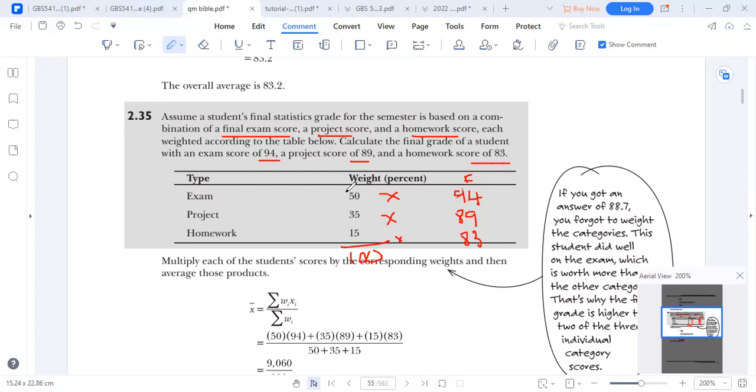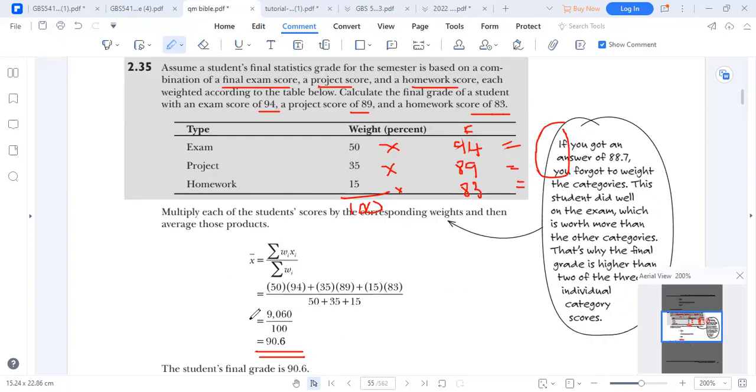So you can do this in 2 ways. You can just do 50 over 100 times 94 to find the actual score for exam. Then 35 over 100 times 89, and 15 over 100 times 83. Then when you total these, you get the final score. The total of the weights may vary, it may not always be 100, but you need to know that these are the weights. You get the proportions times what you actually got, and you total them up. Or multiply this one times that, this one times that, this one times that, divided by the total of the weights. You get 90.6.